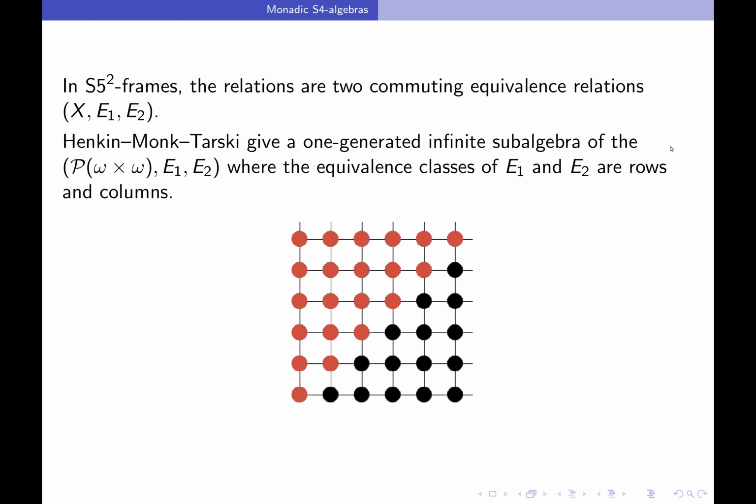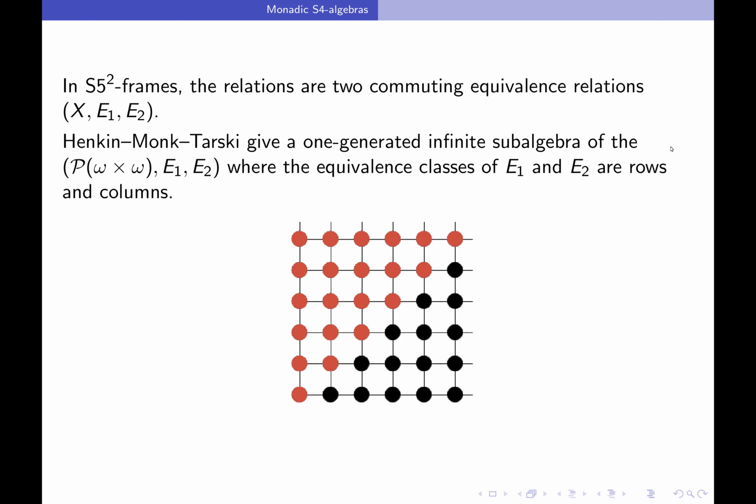Right, so in these S5 squared frames, you have basically 2 commuting equivalence relations. And I think it's informative to see this example of Henkin, Monk, and Tarski. What they did is they demonstrated a 1-generated and infinite subalgebra of this. So basically take the grid omega cross omega, and your algebra is the power set of that grid, and your 2 operators are you're allowed to saturate by rows or saturate by columns. So the equivalence relations close under row or close under column.